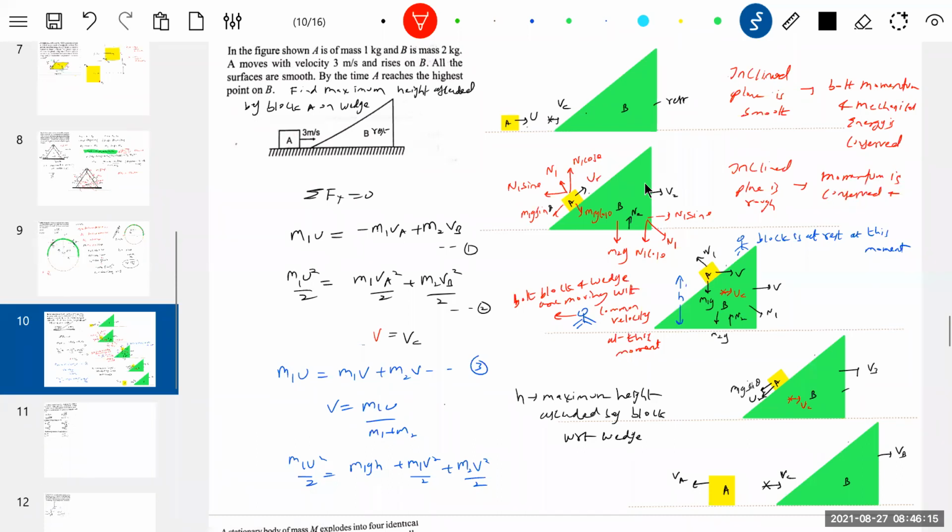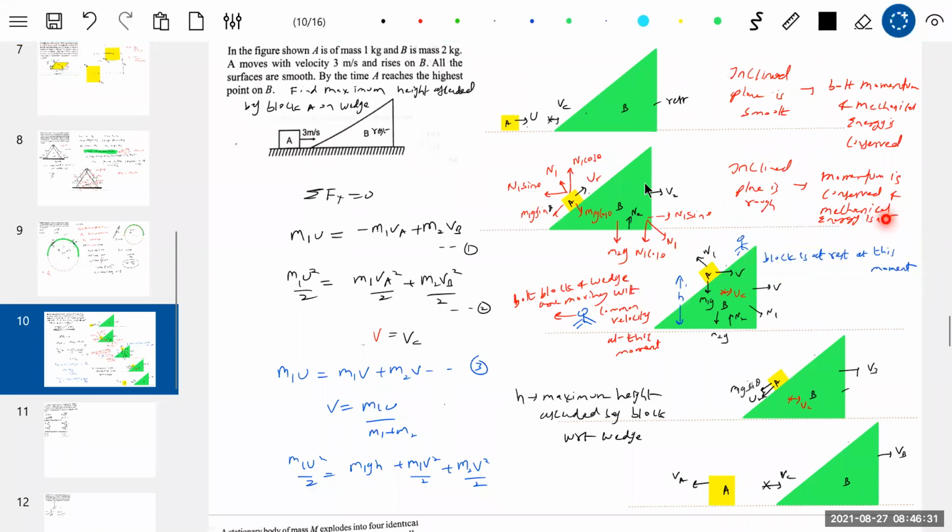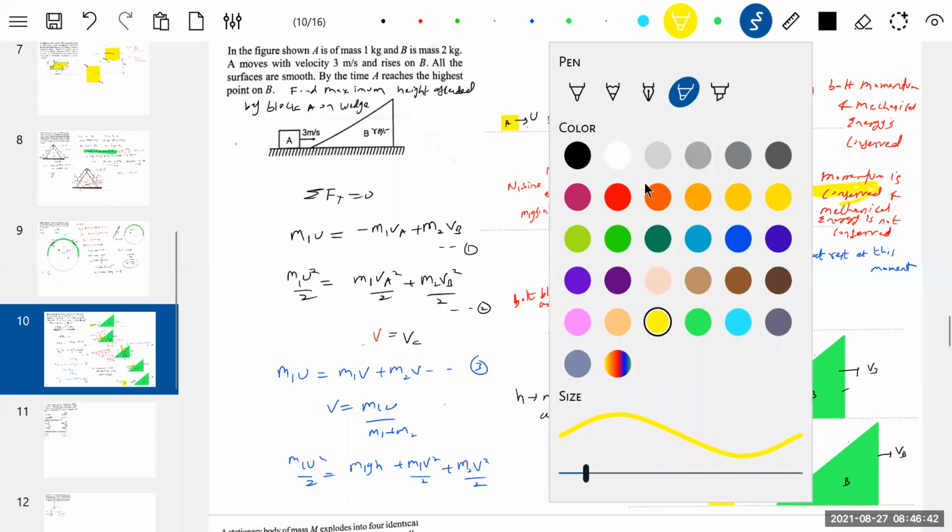Momentum is conserved and mechanical... Way to write this. Is not conserved. This I'm telling this one. This chapter is especially this conservation of linear momentum.